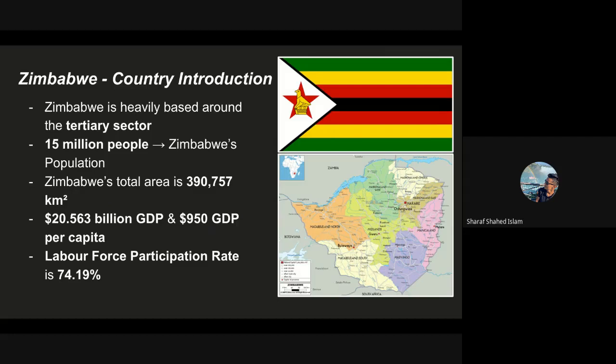It has a GDP per capita of $950. Lastly, Zimbabwe's labor force participation rate is 74.19%, which contributes highly to their GDP.